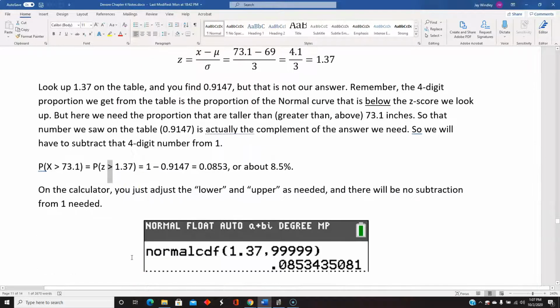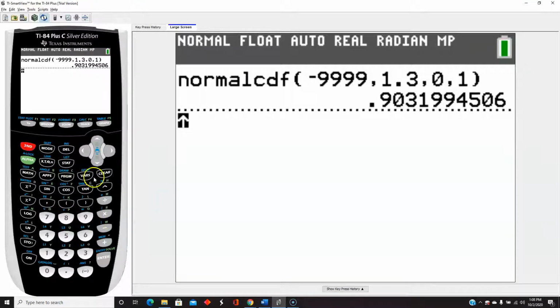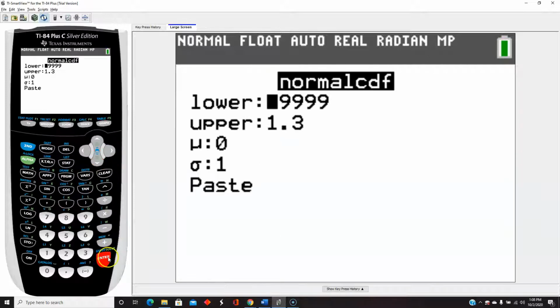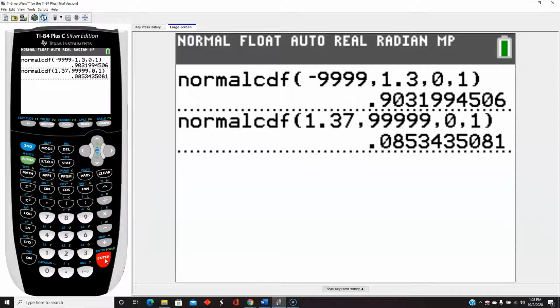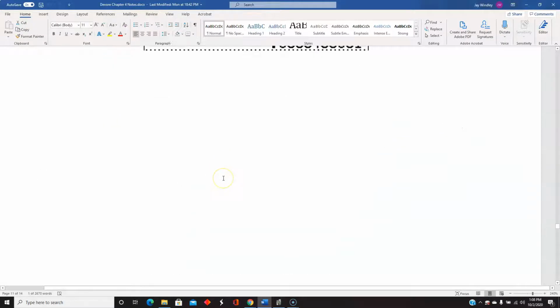If you're using the calculator, then there's no reason to do the 1 minus operation. You just have to specify your bounds on the integration, so to speak. So now if I'm going above 1.37, then my starting point is 1.37 and my ending point is infinity, or just some huge number. And there's the 8.5% number that we got from subtracting over here.